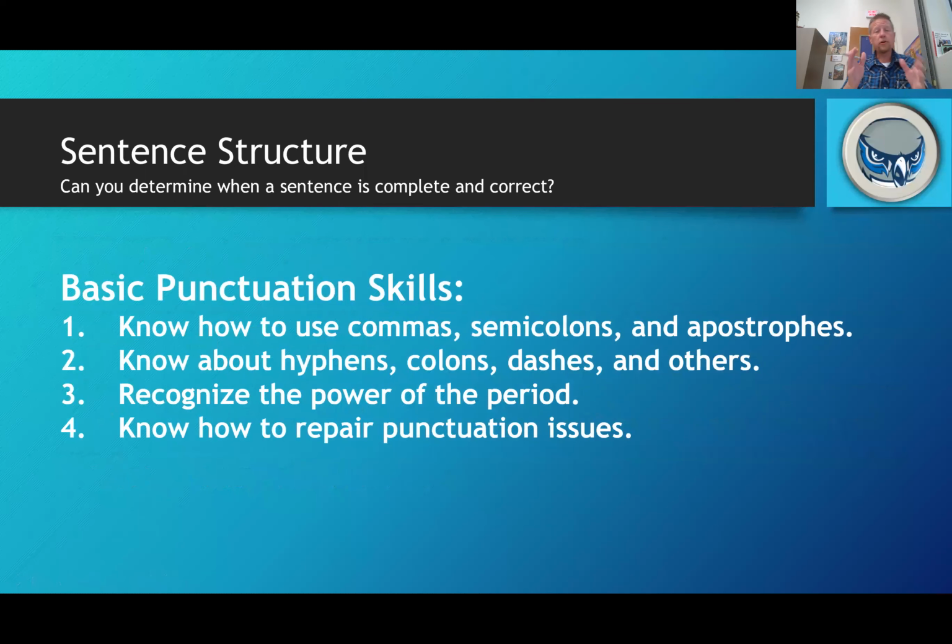So let's remind ourselves first of some basic punctuation skills. We need to know how to use commas, semicolons, and apostrophes. Those are the three that are most assessed on the ACT. But we also want to know about hyphens, colons, dashes, and other things. And we'll tackle those today as well.